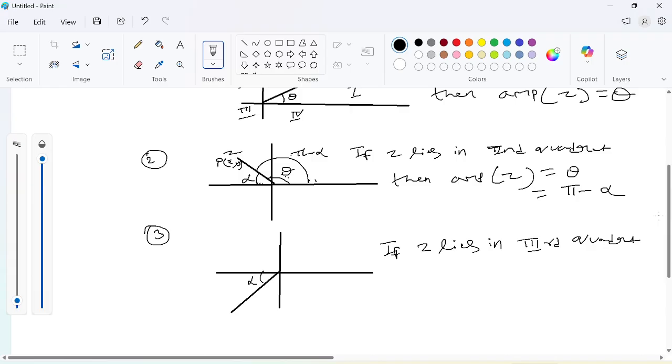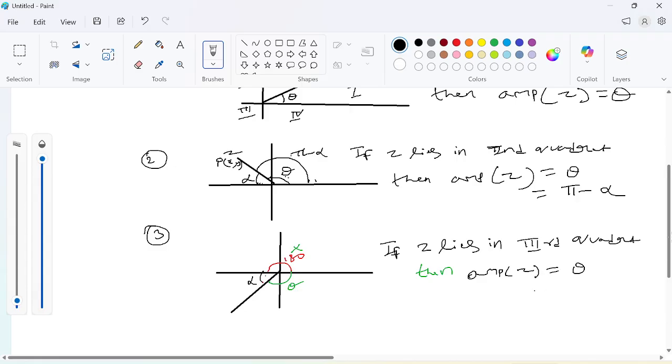Now if you remember, theta should always lie between minus pi and pi. So I cannot count from here to here. If I count from here to here, it will be 180, and going on to 180 plus alpha, I cannot count. But from here, I can count. So this will be your theta. So then the amplitude of Z.